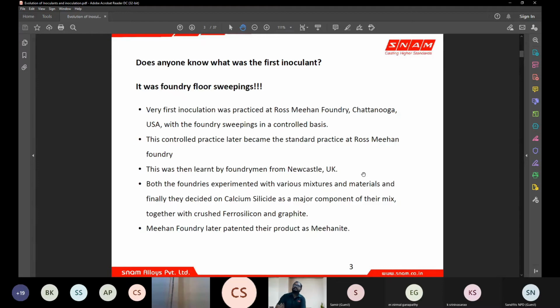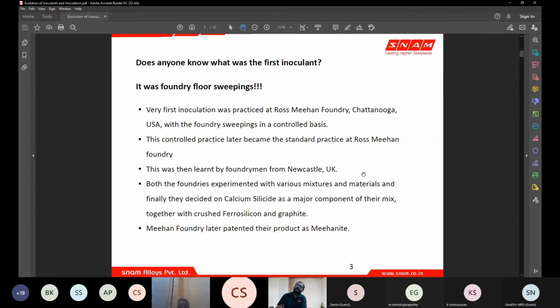So as I was discussing, the first inoculant being used was foundry sweepings. When we went into the literature about the history of inoculation, we came to know that the first inoculation as a process was merely an accident, which was invented by this Meehan Foundry, which was in USA, and they added the foundry sweepings back into the metal, and luckily they found the casting performance improving.